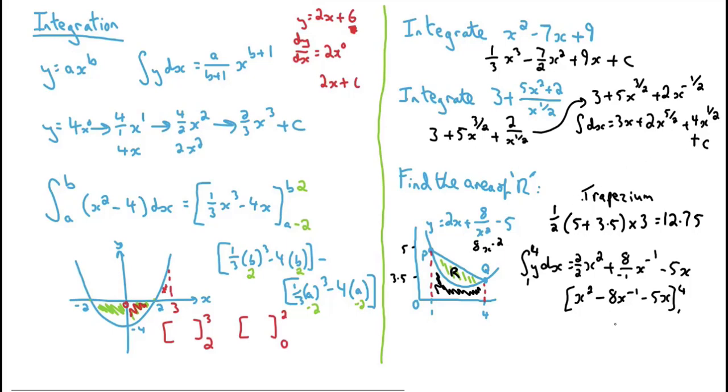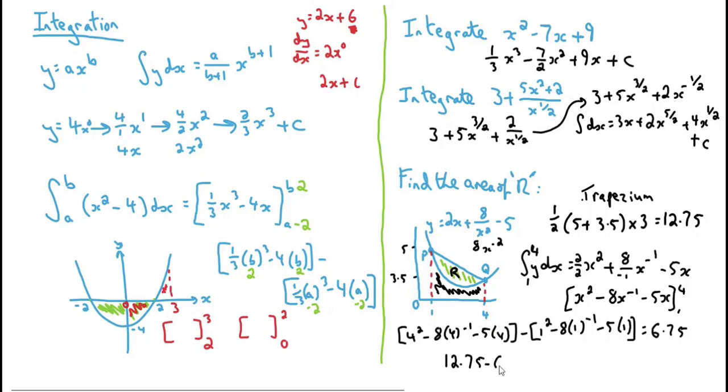So anyway, here, we'll do this equation once, where we have 4 squared minus 8 times 4 to the power of minus 1, minus 5 times 4, and then minus from that, doing 1 squared minus 8 times 1 to the minus 1, minus 5 lots of 1. Doing this, you should get an overall area under the curve of 6.75. Finally then, if we just do the whole trapezium minus this area under the curve, you end up with 12.75 minus 6.75, which gives us an area of 6. There aren't any units in this case because no scale has been given here, it's just the x-axis, so it's just 6.